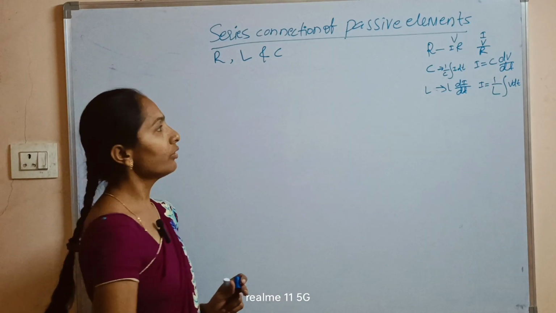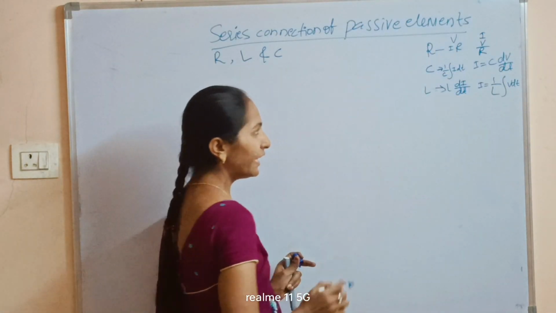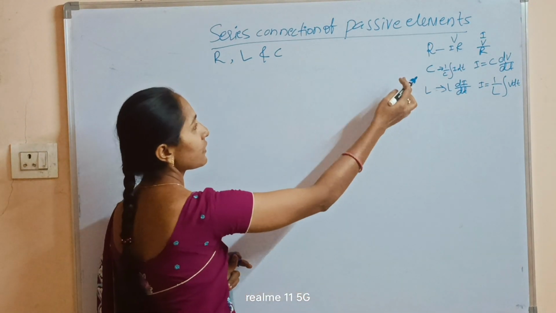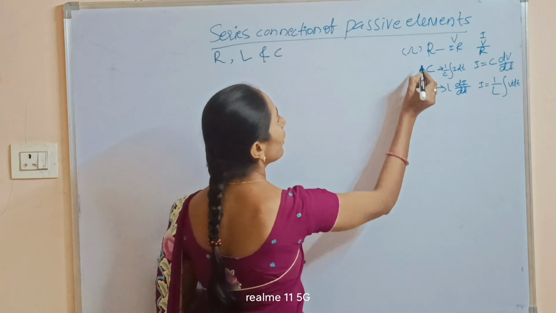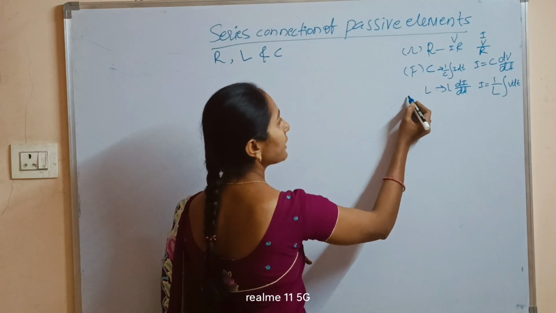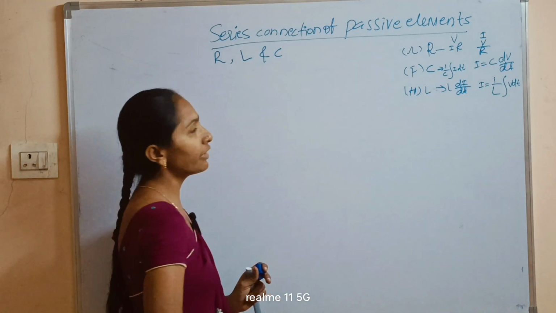So voltage across each element and current through each element are completed. Those are the passive elements: resistor, inductor, capacitor. What is the unit of resistor? Ohm. What is the unit of capacitor? Farad. What is the unit of inductor? Henry.